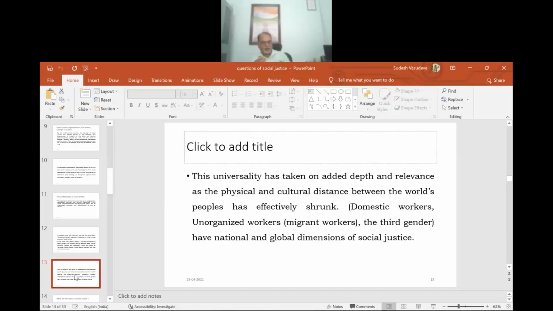Now, when we talk about domestic workers, when we talk about unorganized workers, I'm just picking a few examples which are universal in nature. Migrant workers, especially COVID-19, remember. The rights of the third gender, a huge debate in India on that. These constituent elements of human identification as domestic workers, as migrant workers, as the other gender, etc., have a national and global dimension for the purpose of social justice.